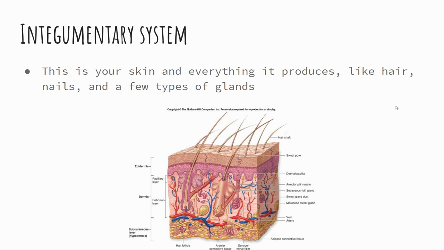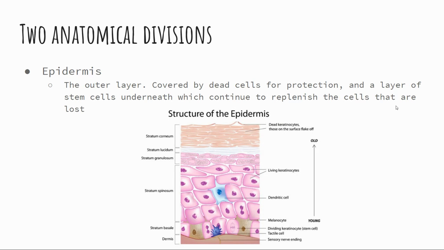The integumentary system is going to be skin, okay, skin coverings. And this is everything that skin produces, like hair, nails, and a few types of glands. There's two divisions of this system. The first one is the epidermis, which is going to be the outer layer. And this is going to be covered by dead cells for protection and a layer of stem cells underneath, which continues to replenish the cells that are lost. It's not hard to lose skin cells, and they must constantly be replaced for the protection. Remember, stem cells have the ability to become whatever is needed in that area.